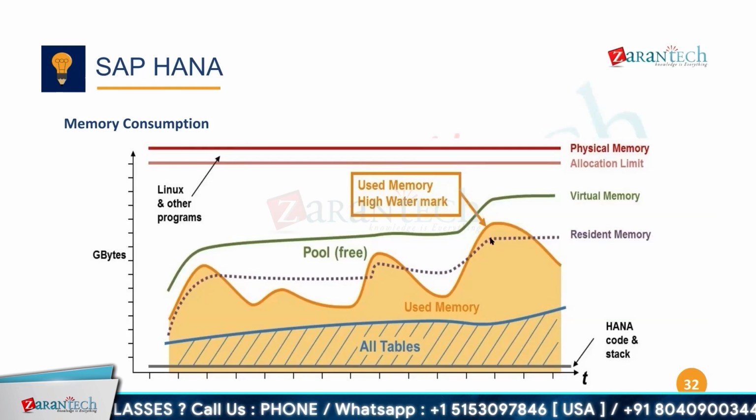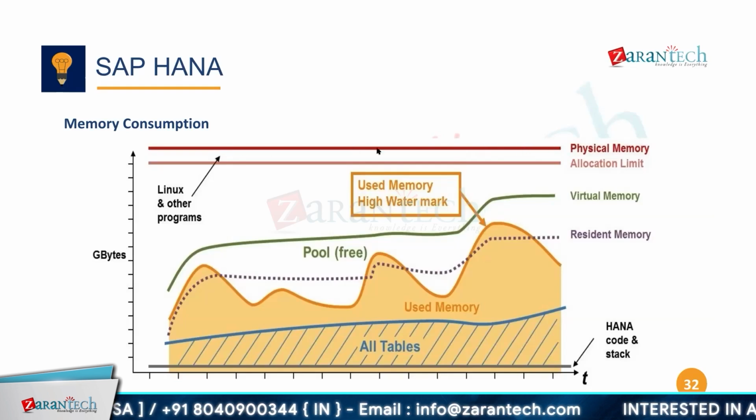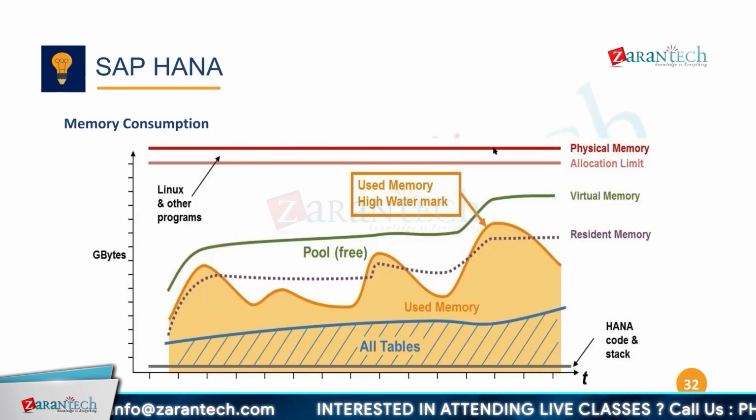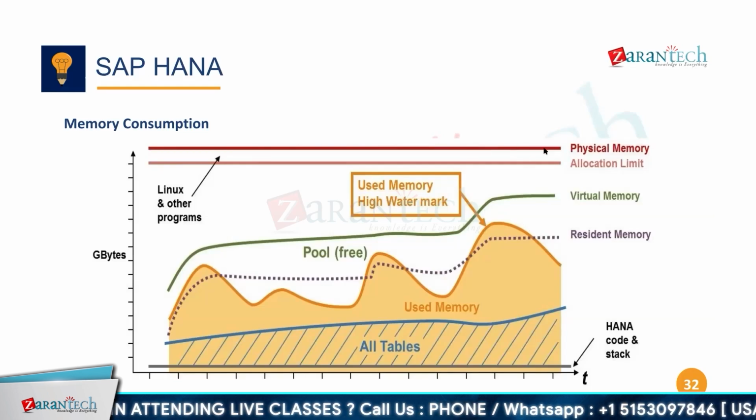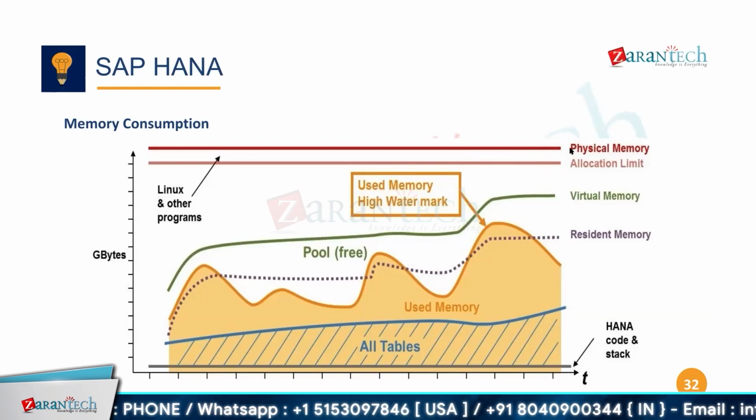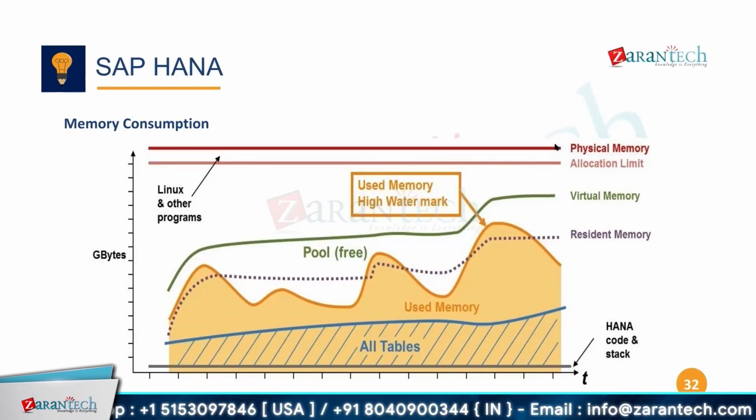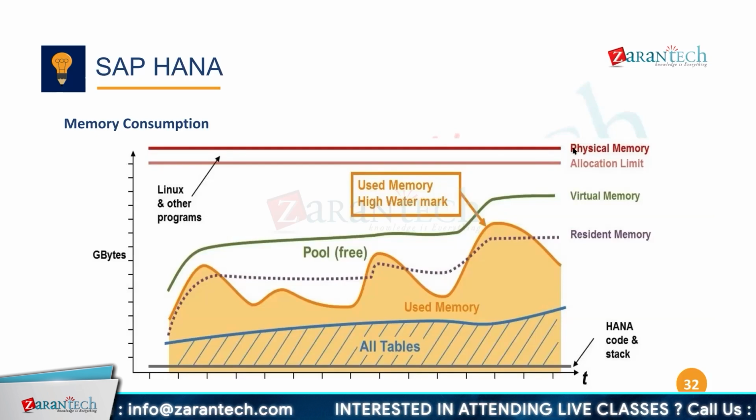Okay, so then what will it do? It will try to take more memory. Here you see the physical memory, the top line. Let's say 2 TB is the RAM of your server, like you have a 4 GB mobile phone, right? So 2 TB is your physical memory. Then you have an allocation limit that you can set. Generally in HANA, 90% of the RAM is allocated to HANA only. Which means if you have 2 TB, then 1.9 TB will be allocated to HANA. That is what is meant by the allocation limit.